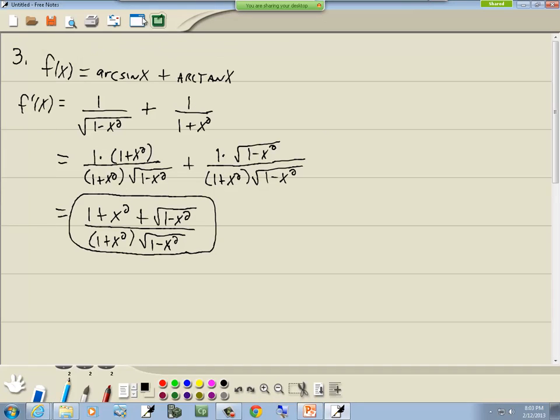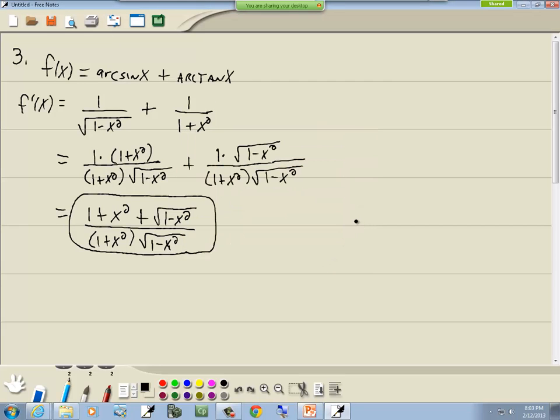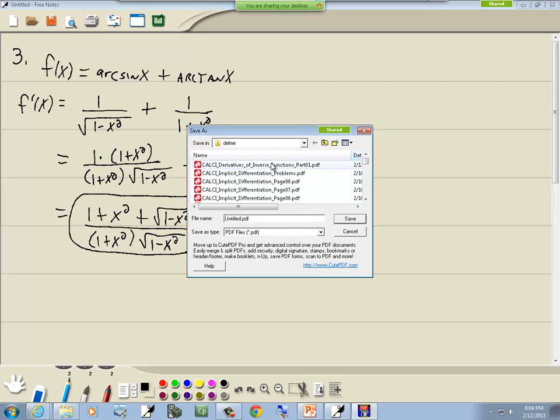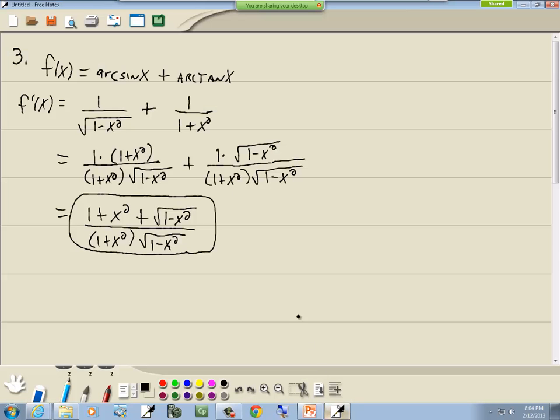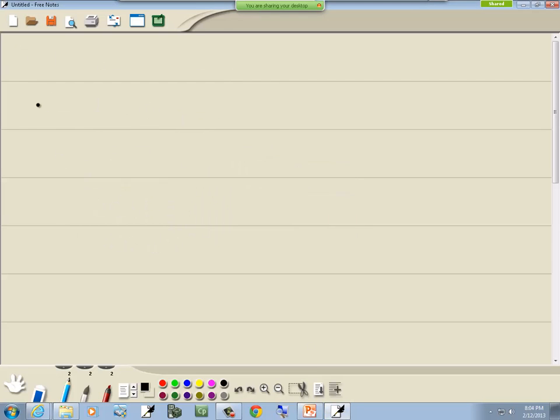I probably have room for that, but let me save this page just to make sure. And I'm not going to call that part 1. Call this page 02. There we go. And let's look at our next problem.